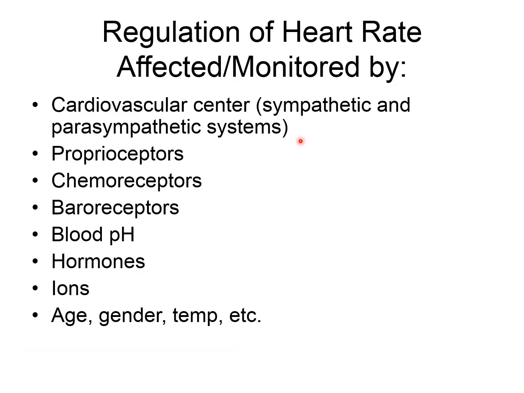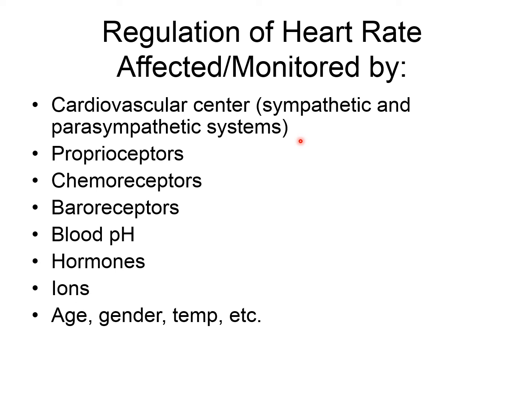Heart is, in special cases, in special conditions, controlled by the sympathetic and parasympathetic nervous system. It is getting input from proprioceptors, from chemoreceptors, from baroreceptors in the blood vessels, proprioceptors in the limbs and organs, and it is getting the information about blood pH. It is regulated by hormones like epinephrine, norepinephrine, and it is influenced by ions, age, gender, temperature.